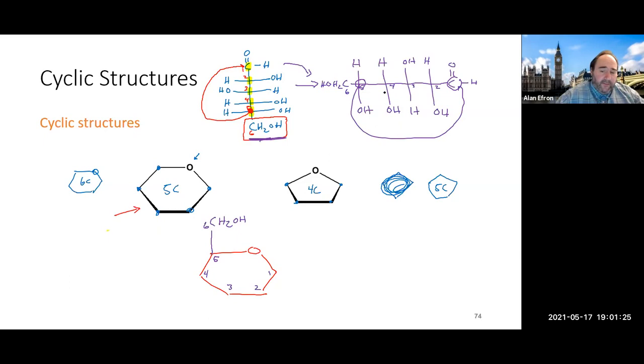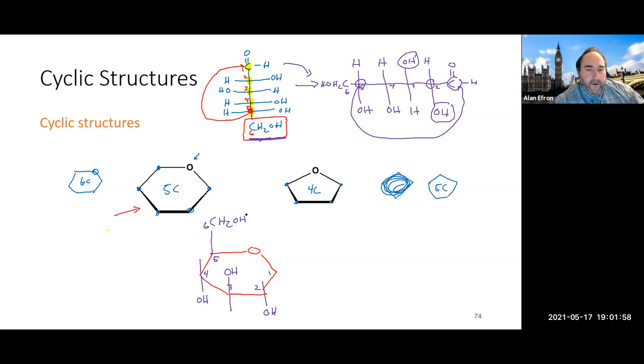Then we go to carbon number 4 and we see the OH group is down. So we go to carbon number 4, draw a line and put the OH group down. We go to carbon number 3, we see the OH group is up. We draw the line and put the OH group up. We go to carbon number 2, we see the OH group is down. We draw the OH group down. Any questions on how I figured that out there?